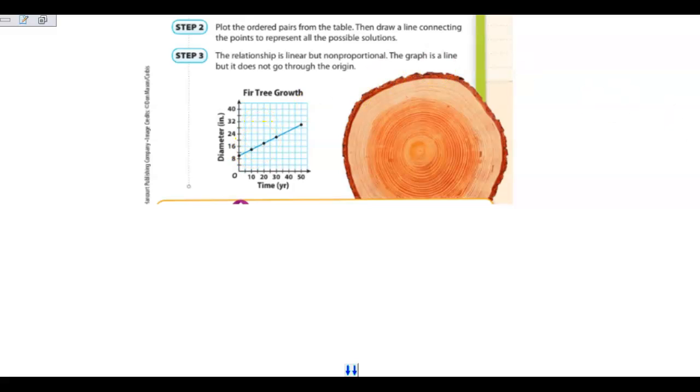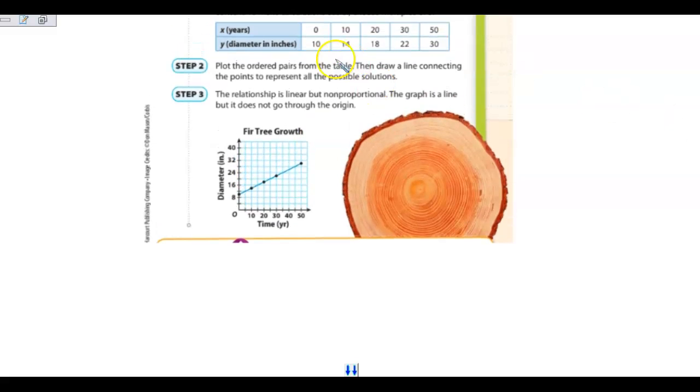So they have taken these points that were in the table at 0, 10, and so it starts about there. There's our y-intercept. Then 10 and 14, 20 and 18. They came across the 20, went up to where 18 is. And then they drew a line through those points. And so they were able to determine by using these points, it is linear. However, it is non-proportional because it's not passing through the origin. Okay?